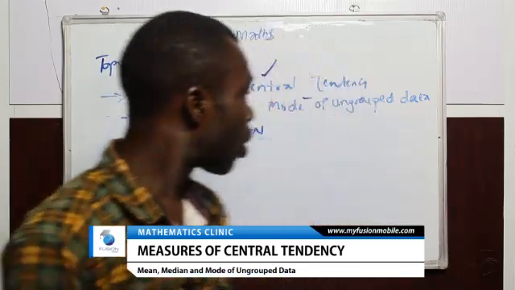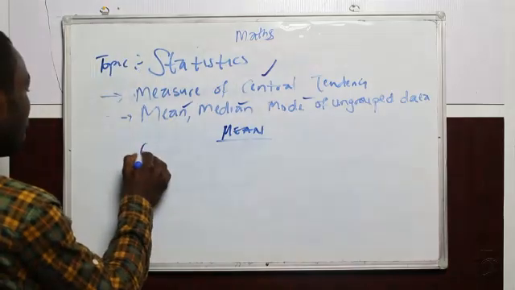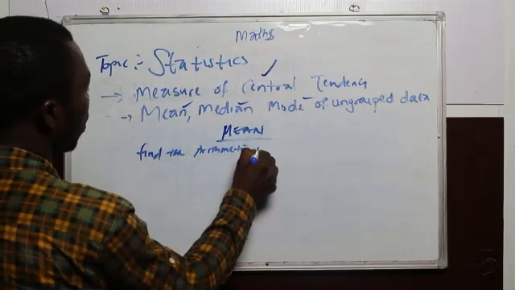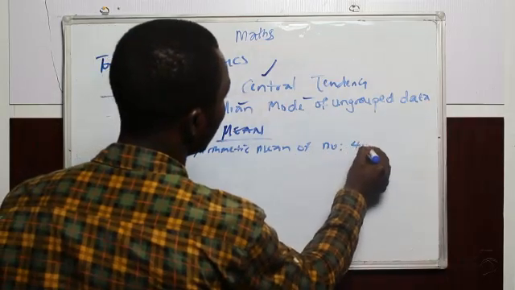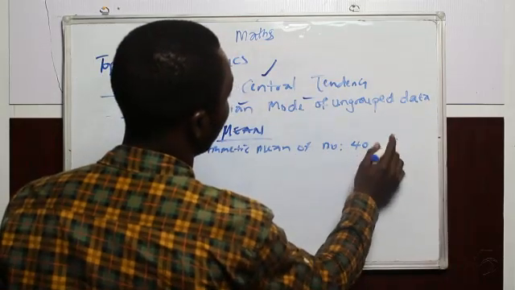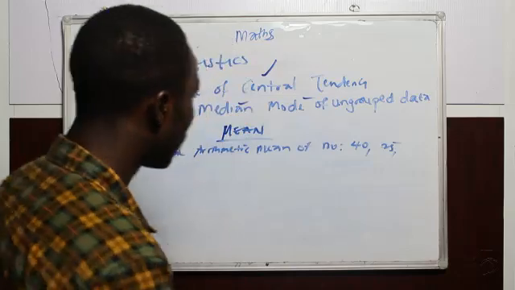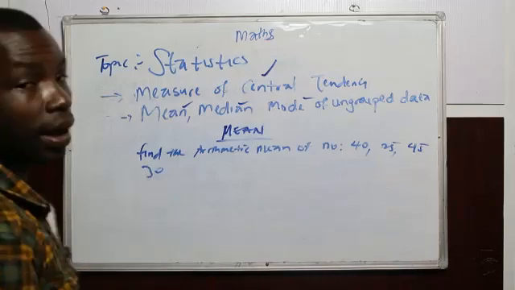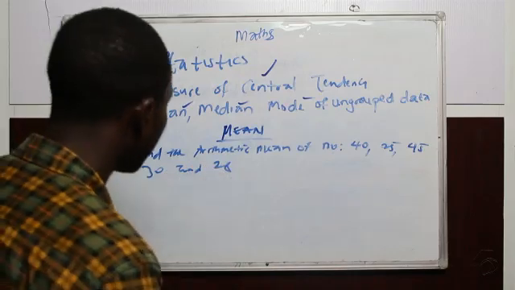Now, let me give an example under mean. Find the arithmetic mean of the numbers 40, 25, 45, 30, and 28. Find the arithmetic mean.